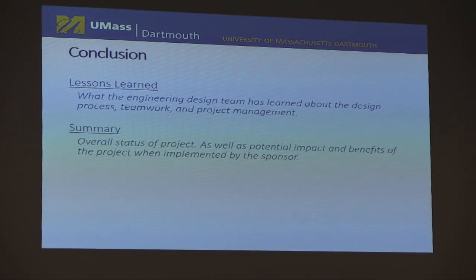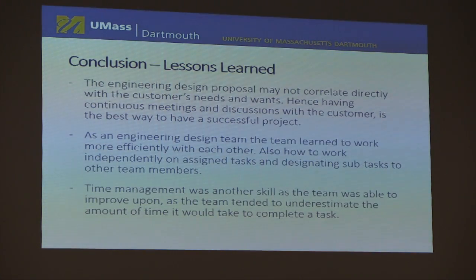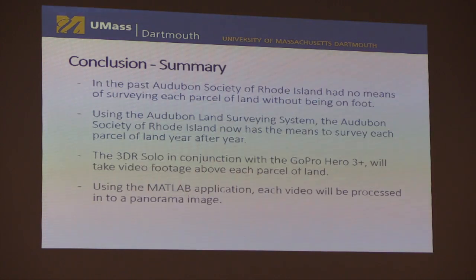So in conclusion, we are going to go over our lessons learned in the summary. We learned that the engineering design proposal may not always correlate directly to what the customer actually needs or wants. So having continuous meetings and discussions with the customer definitely led to a successful project. We also learned how to work as a team, either dividing up the work and coming together at the end or working together on it. And then time management: we had a hard time at the beginning and the end estimating how long things would take. We ended up underestimating a lot of the time it would take to complete a task.